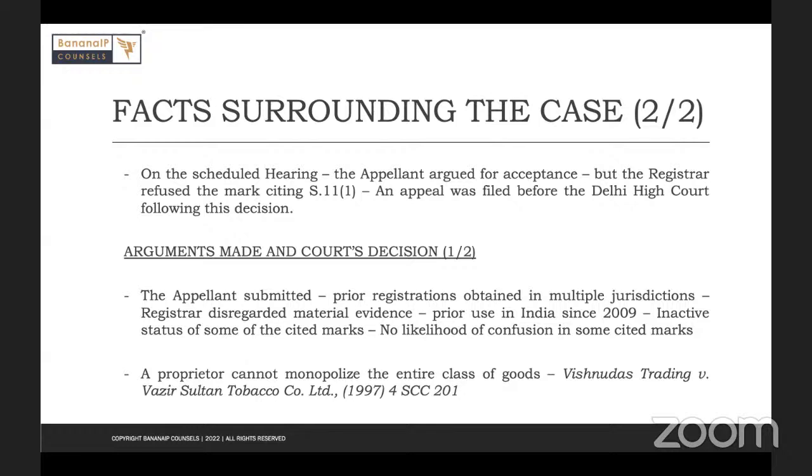Also, the applicant had already claimed prior use in India since 2009 for this particular mark, and some of the cited marks were inactive, while the others had varying class descriptions for their marks. Let's take a look at the marks once again.